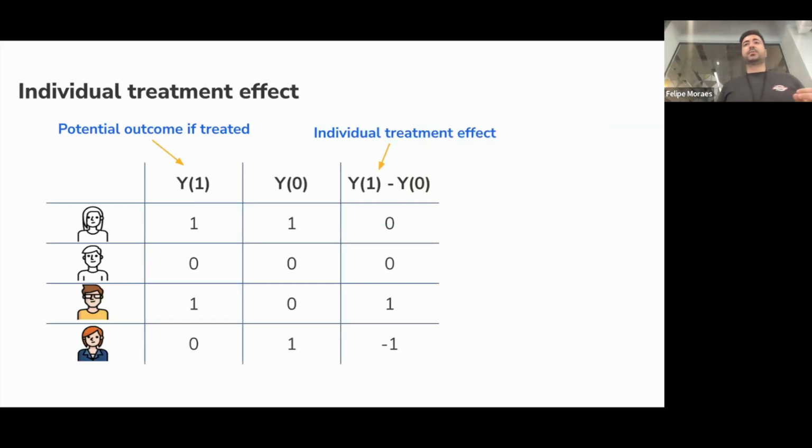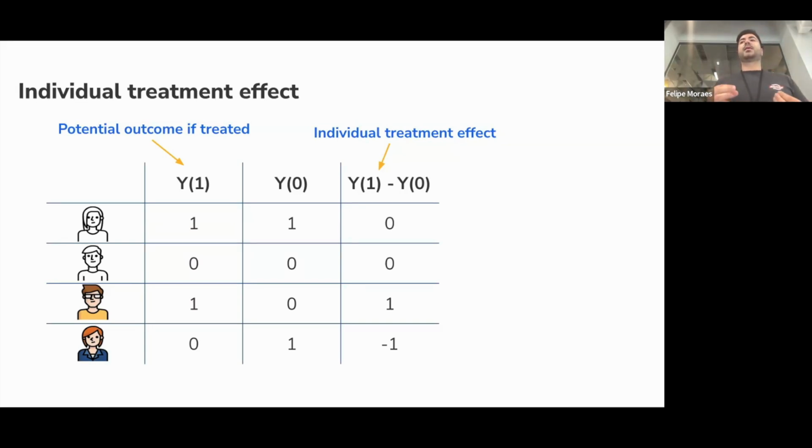I use this example to introduce what we call the individual treatment effect. The first column shows the potential outcome I can have from experimentation if I treat that user. The next column shows the potential outcome if I don't treat them. If I'm able to see, for the same user, the outcomes both when I treat and when I don't treat, then I can compute this individual treatment effect for that specific user.